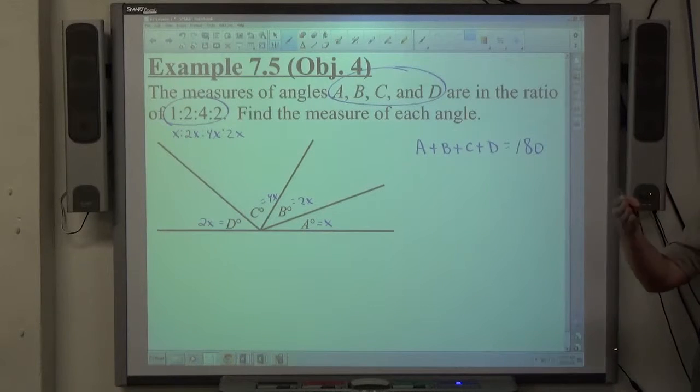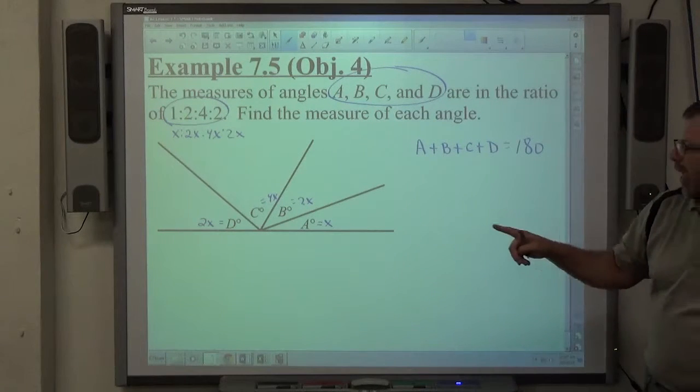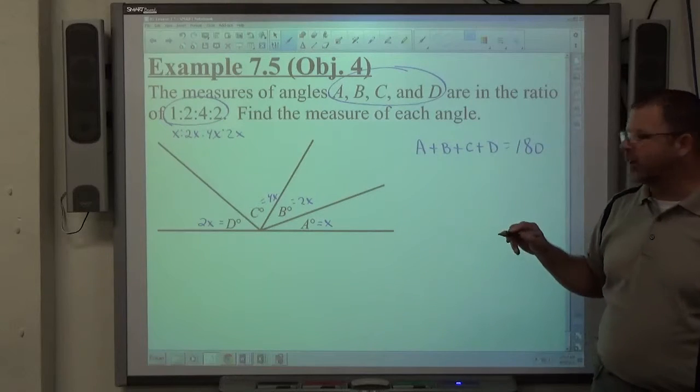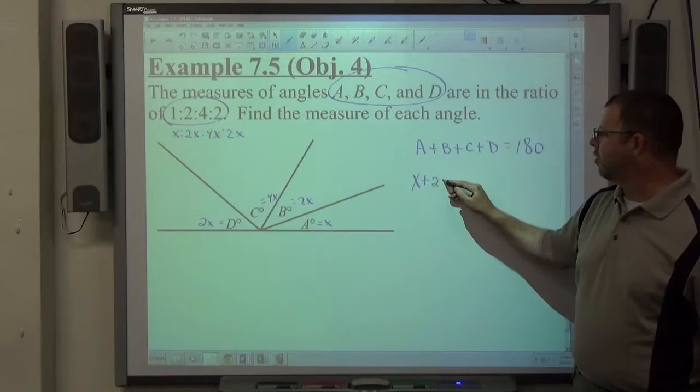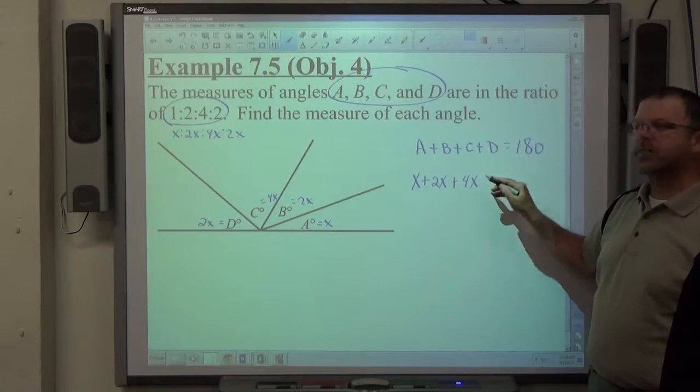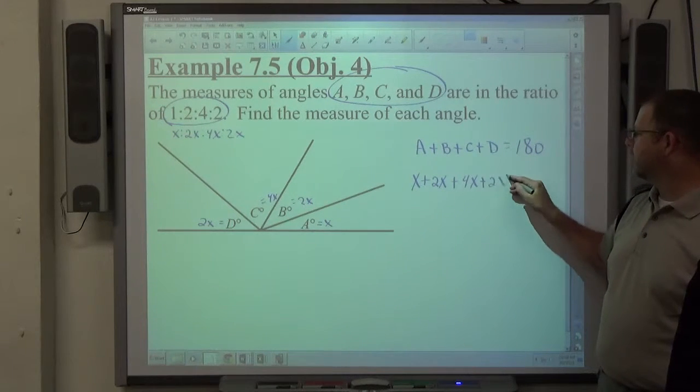Whatever the ratio is, just put an x on every number, rename the angles those things, and then you're able to use the single letter x to represent all 4 angle measures. So A is x, plus B, which is 2x, plus C, which is 4x, plus D, which is 2x, equals 180.